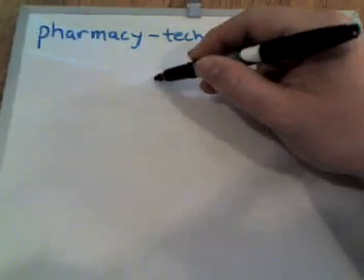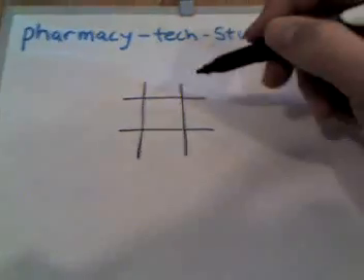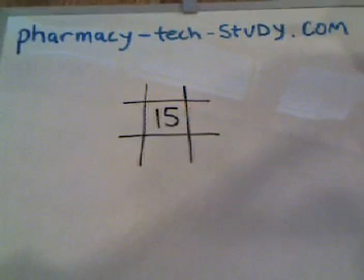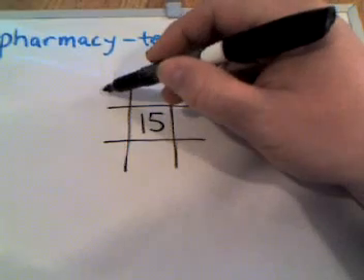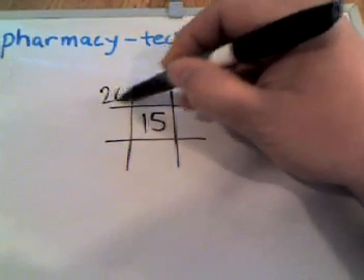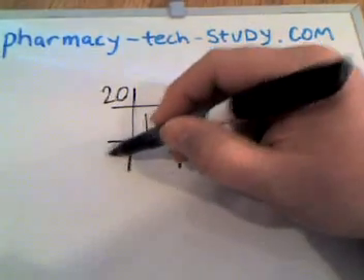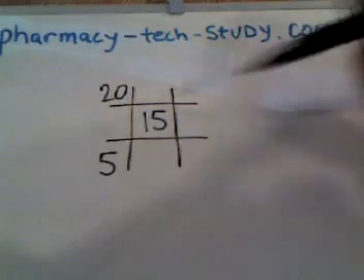So the first thing you want to do is draw out a tic-tac-toe grid. And in the very center of it, you want to write your desired concentration, which in this case is 15%. And then at the top left, you want to put the higher concentration that you have to work with, and then in the bottom left, you want to put the lower concentration you have to work with.